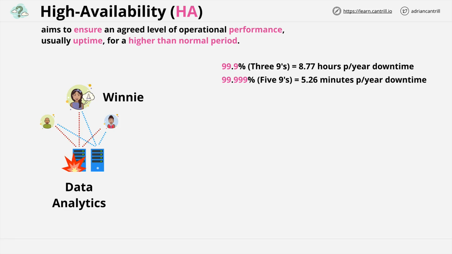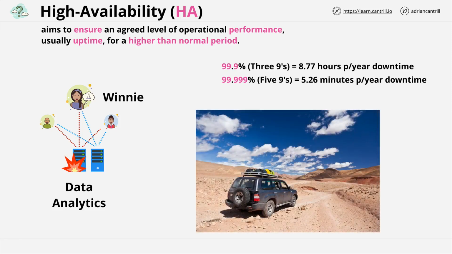Now, this might explain it a little better. This is a real-world example of something which has high availability built in. It's a 4x4. If you were driving in the desert with a normal urban grade car and it got a flat tyre, would you have a spare? Would you have the tools ready to repair it as quickly as possible? In a desert, an outage or delay could have major impacts. It's risky and it could impact getting to your destination.